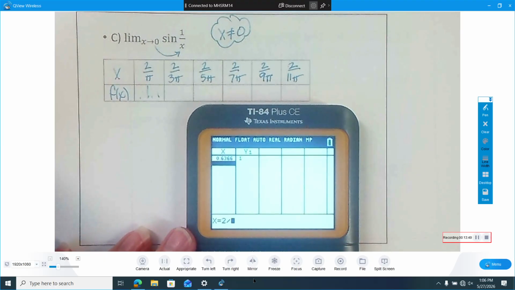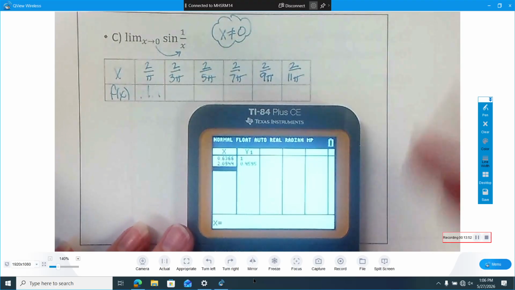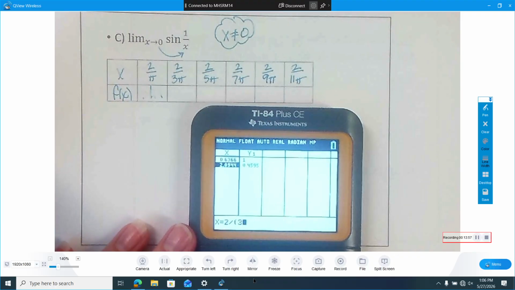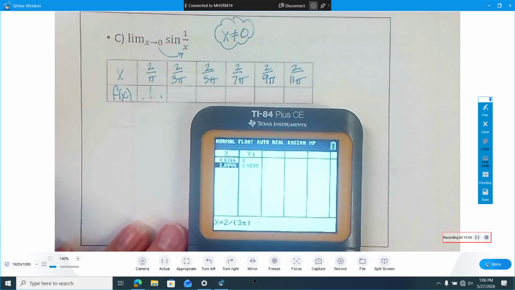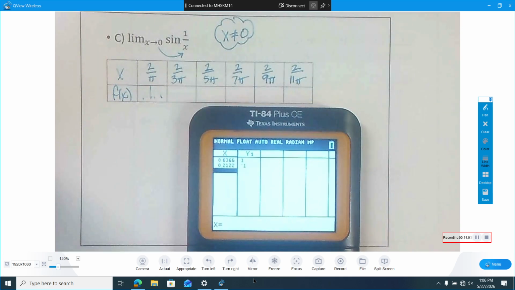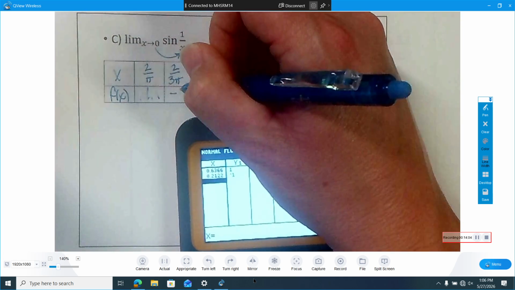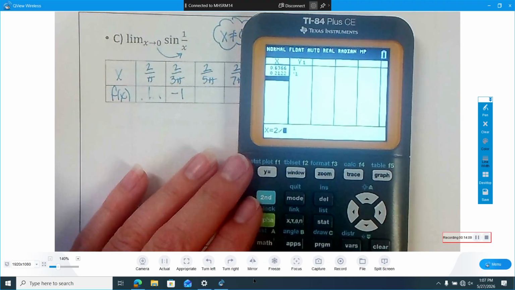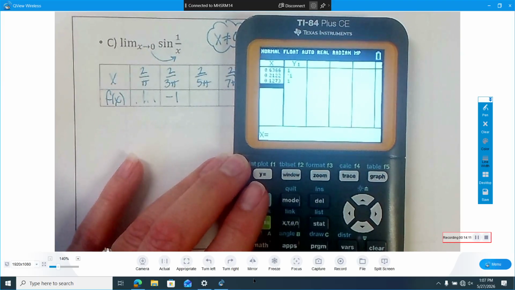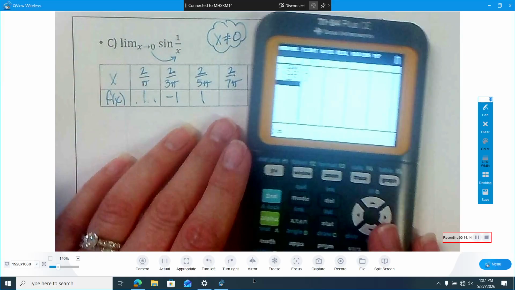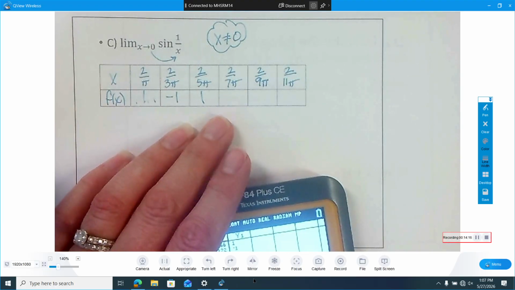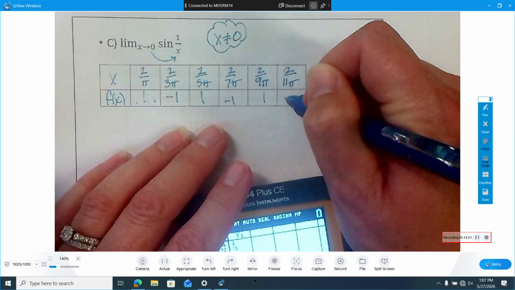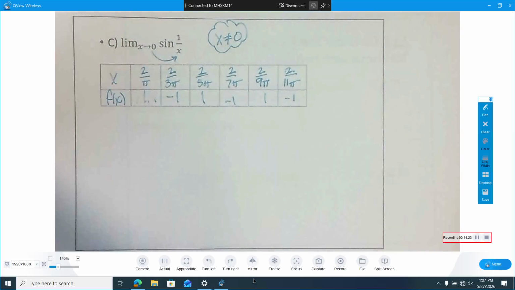2 over 3 pi. I did that wrong. 2 over 3. Oh, I know why. 3 pi. I want to make sure that I'm dividing by the 3 and the pi. Careful when you put that in. Oh, tricky. What do you get? Negative 1. Let's see, 2 over 5 pi: 1. And what's 2 over 7 pi? Negative 1. And what's 2 over 9 pi? 1. And what's 2 over 11 pi? Negative 1. And so, what is this one illustrating?